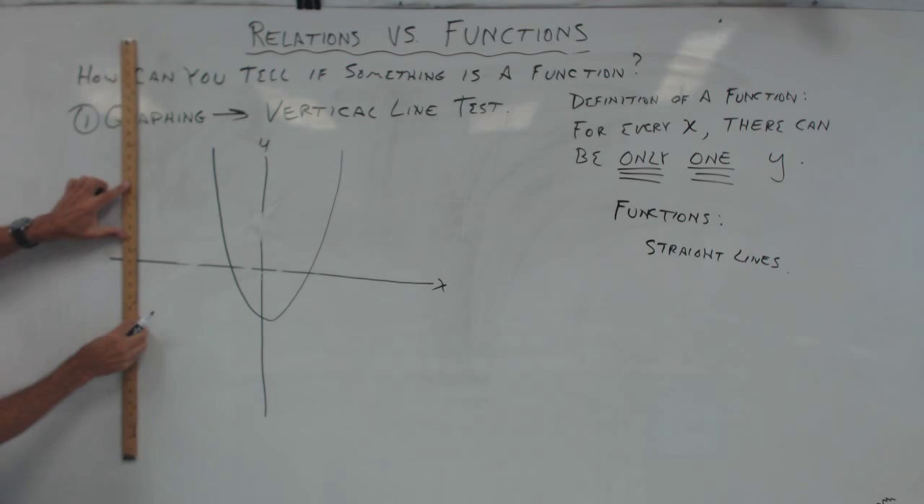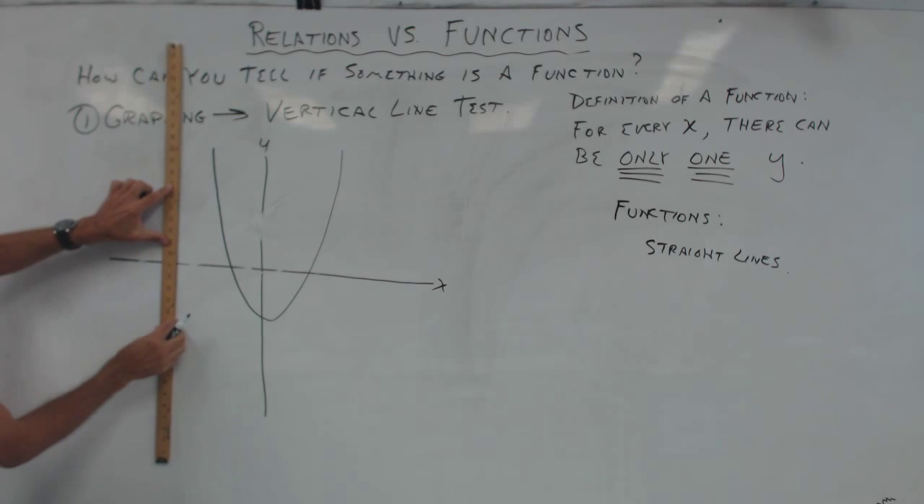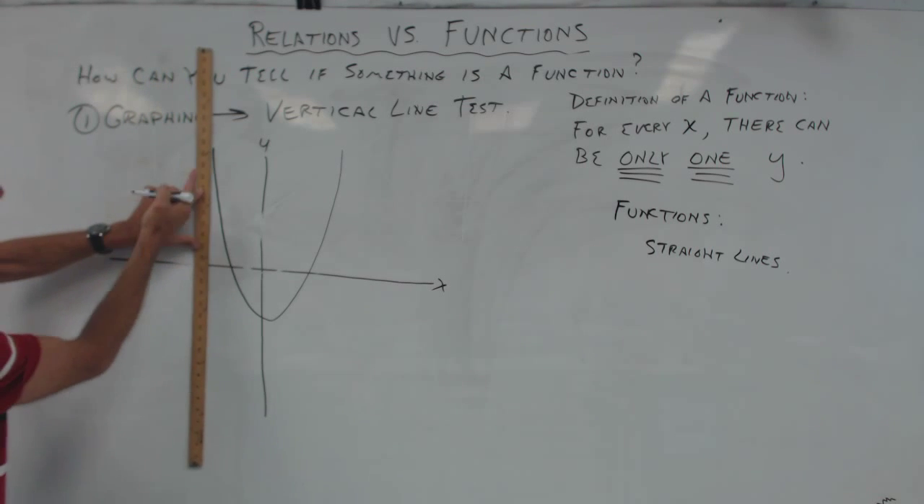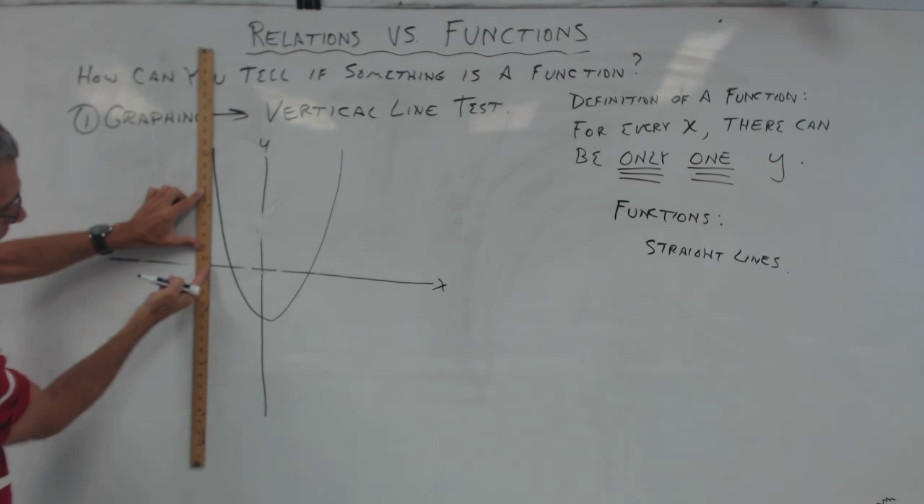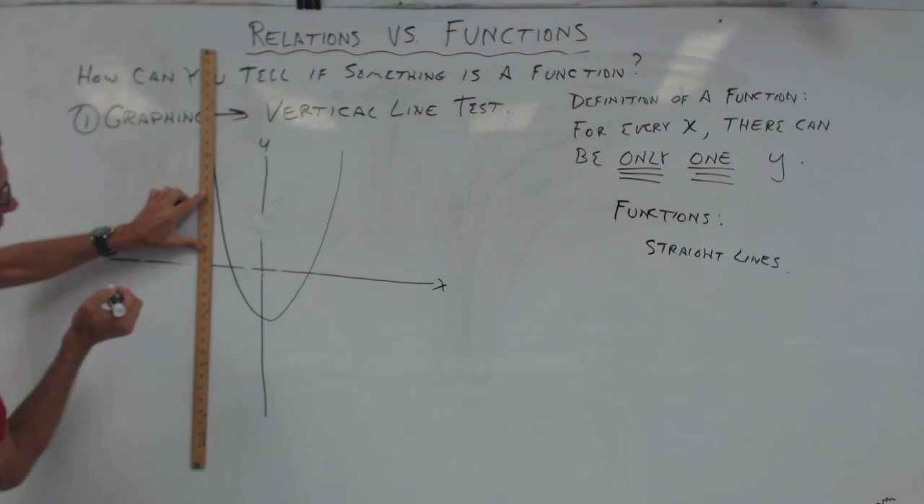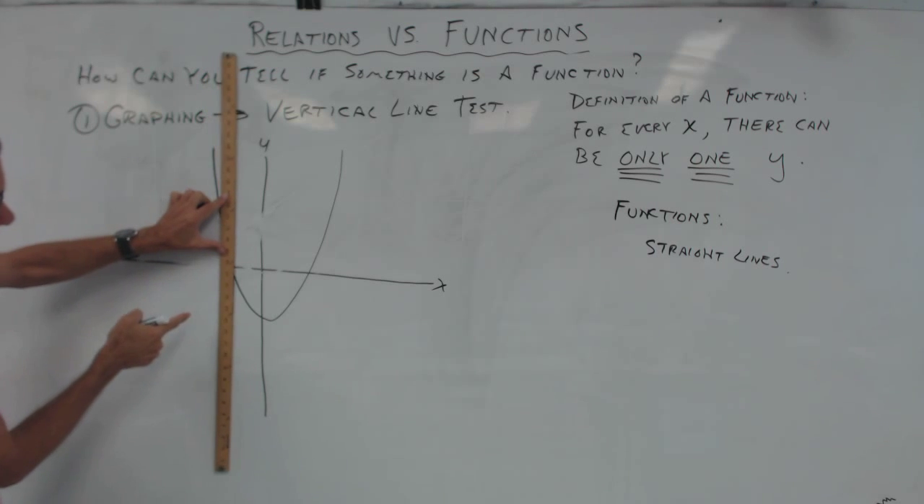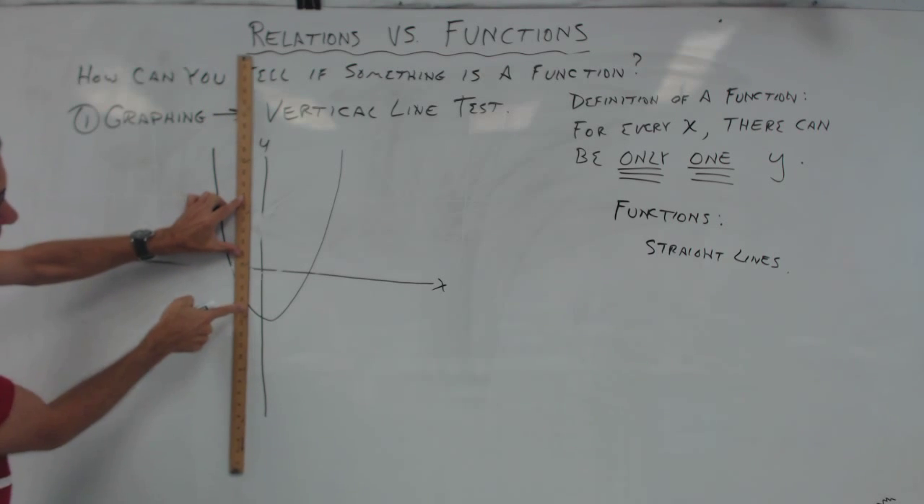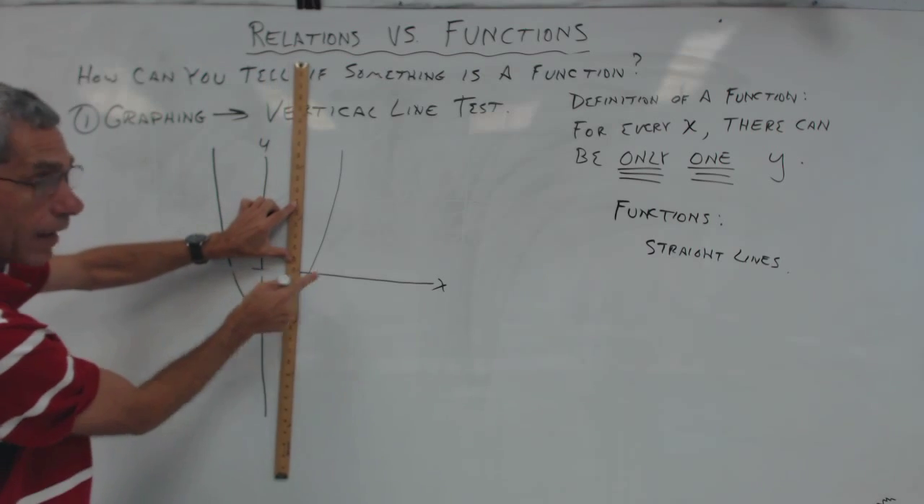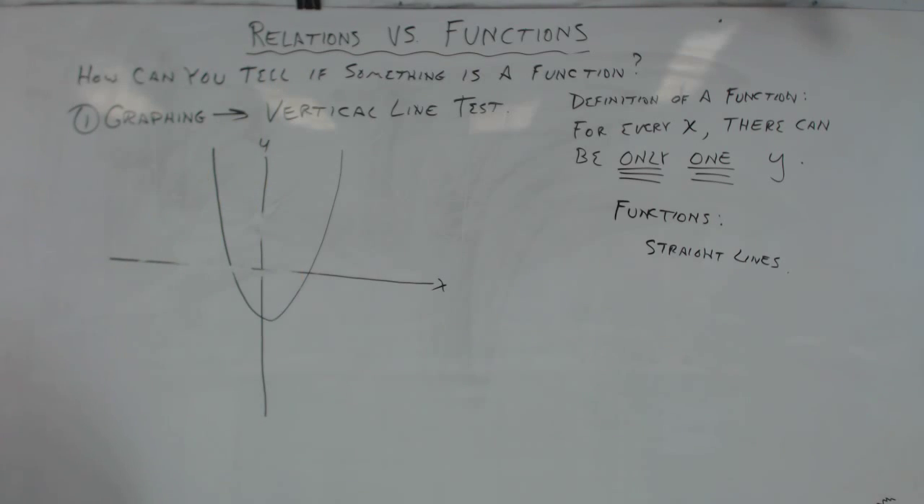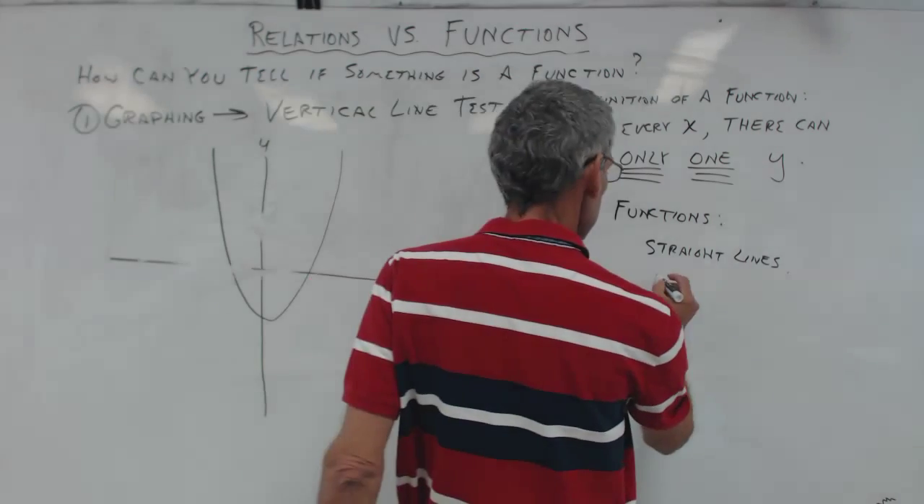Now, as I come along here, it's not hitting anything. Now it hits the line here, okay? For this x, there is one value of y. For this x, there's one value of y. For this x, one value of y. Yes, this is a function too. Parabolas are functions.